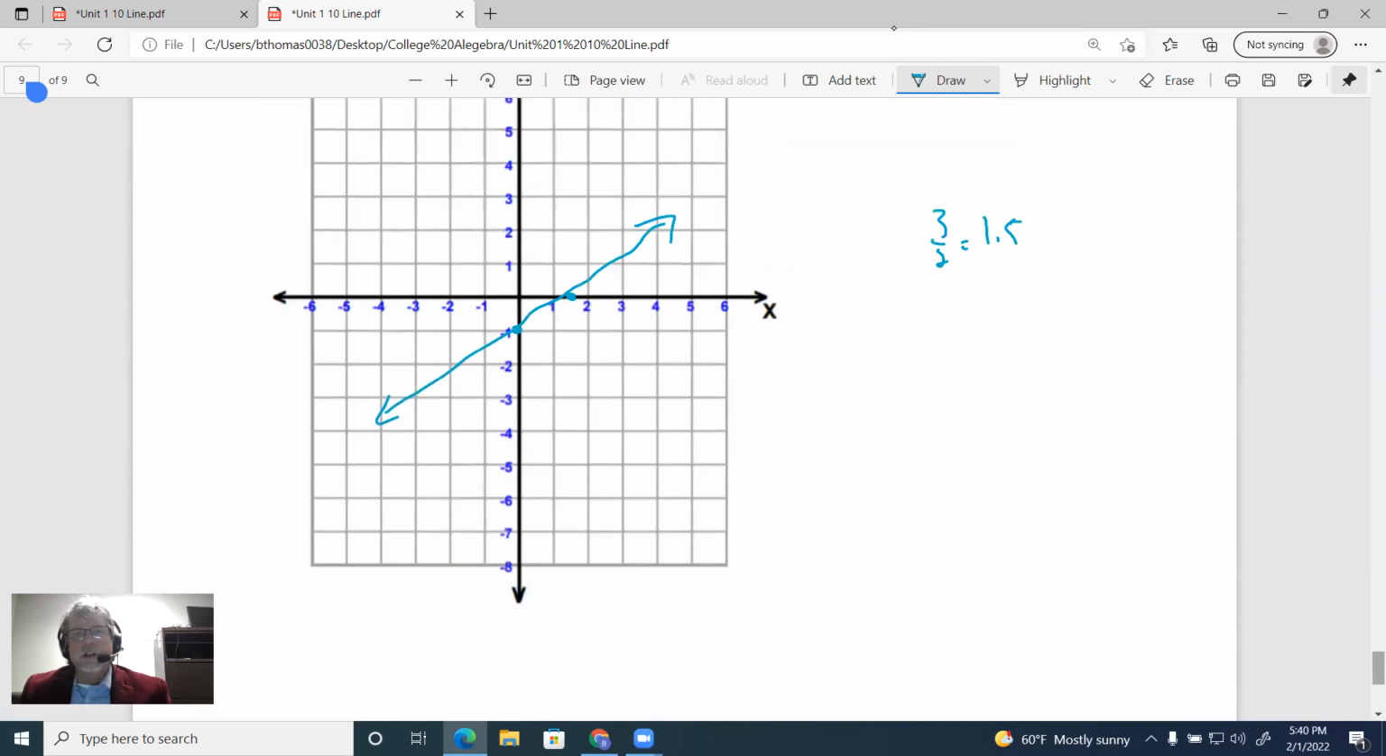So this kind of completes our lesson on working with lines. So the big takeaways is understanding the slope-intercept form of an equation and having an understanding of what a slope is and what a y-intercept is.